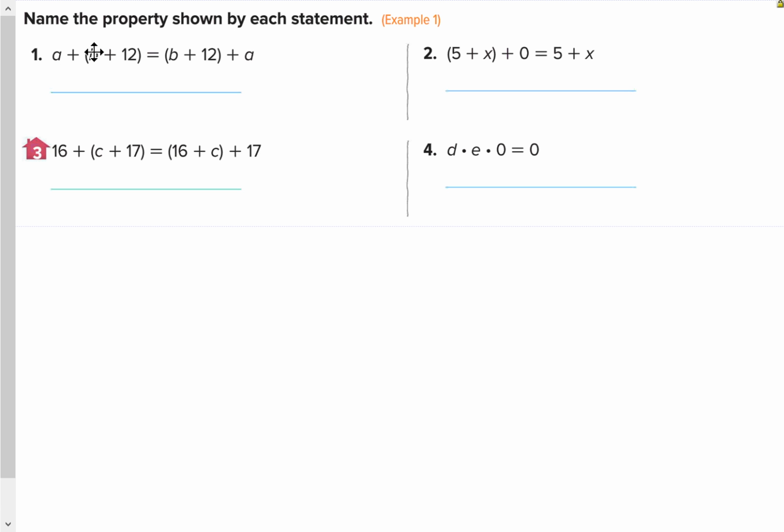So we have A plus, in parentheses, B plus 12 equals B plus 12 plus A. So what happened here is the order changed. First we had A plus B plus 12, and now we have B plus 12 plus A. So whenever something changes order in addition, this is the commutative property of addition.